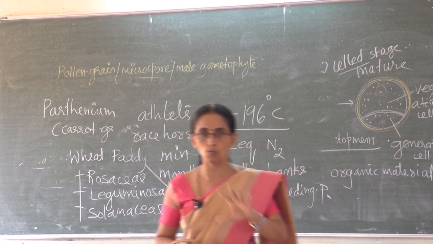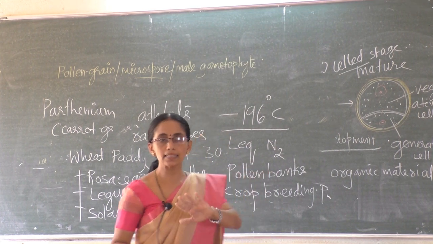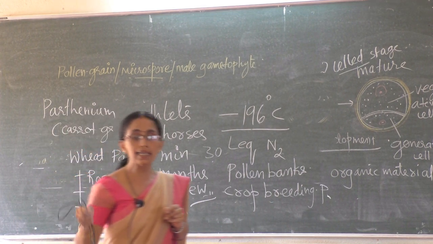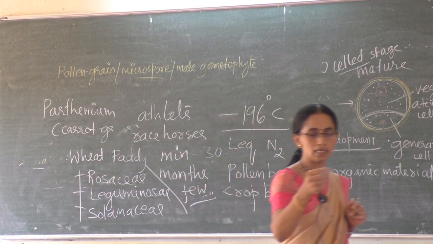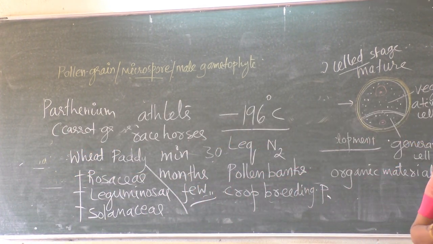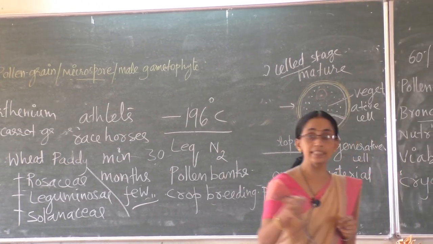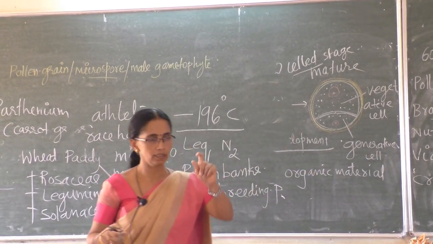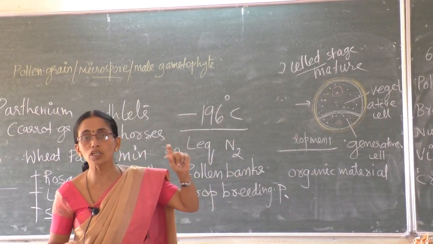Made up of wall. Wall is 2-layered. Exine, intine. Exine is made up of sporopollenin, highly resistant organic material which can bear higher temperature, strong acids and alkalis. Intine is made up of cellulose and pectin. There is an opening in the exine which is known as germ pore.